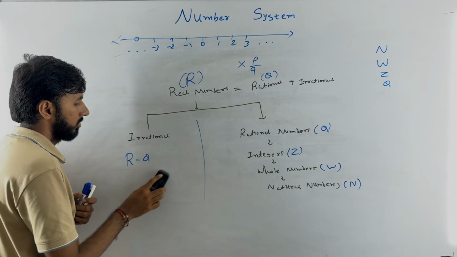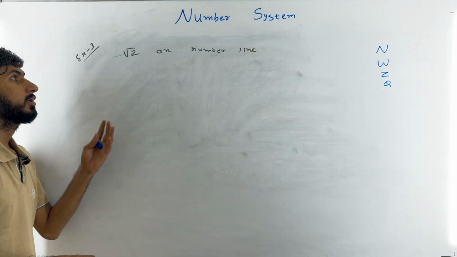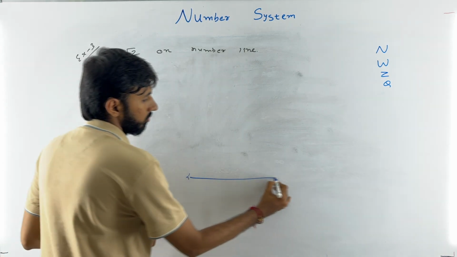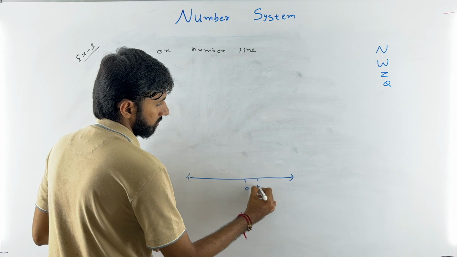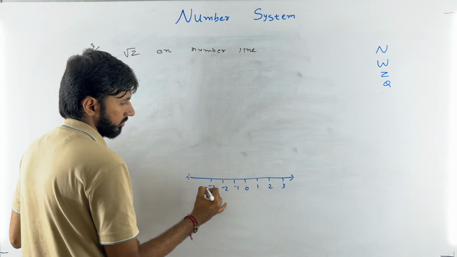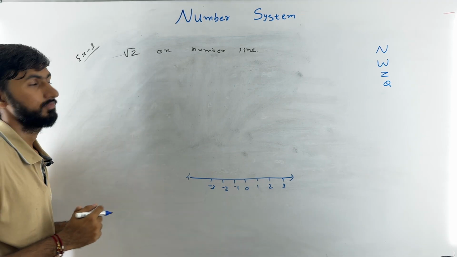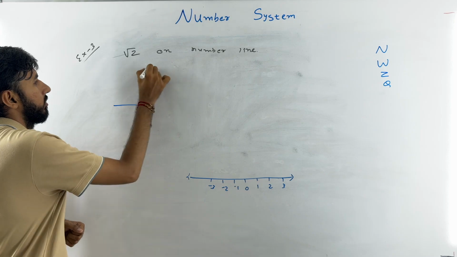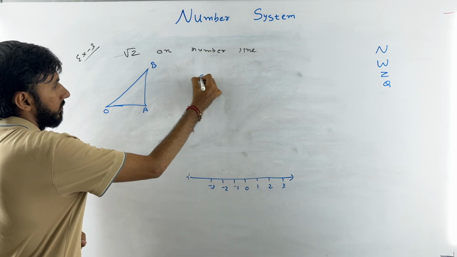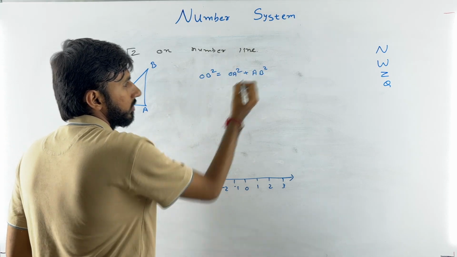Now we will go to the examples. Here is our example 3, and that is to locate root 2 on the number line, right? Now we all know that root 2 is an irrational number. 3, -1, -2, -3. Now to locate root 2 on the number line, I will use the Pythagoras theorem. For the right angle triangle OAB, we all know that OB square equals OA square plus AB square.